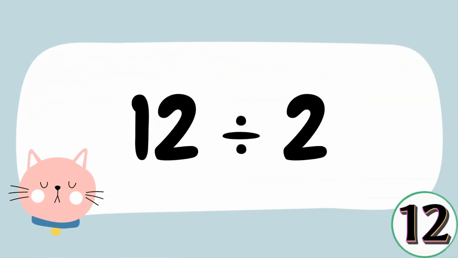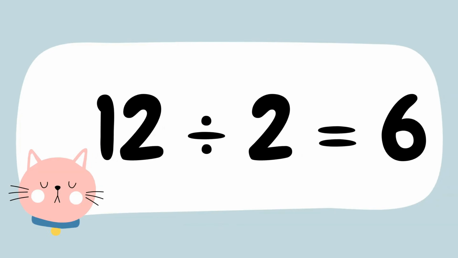Move on. What is 12 divided by 2? The answer is 6. 12 divided by 2 is 6.